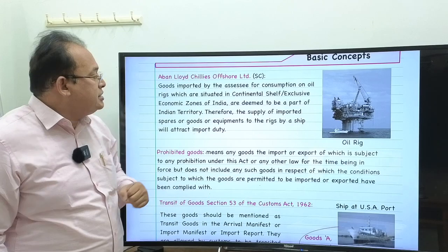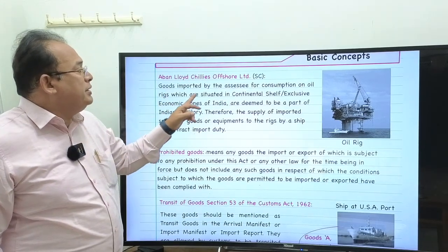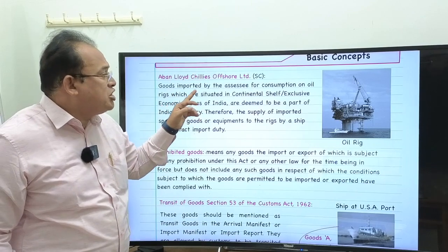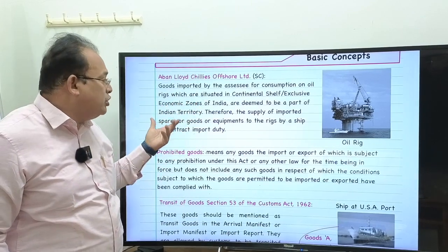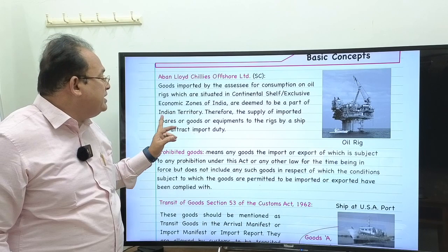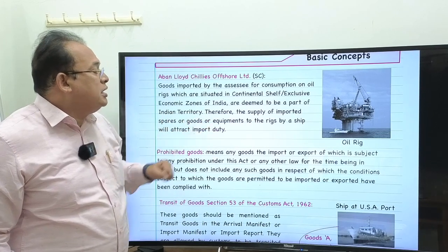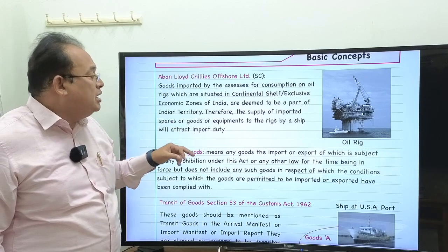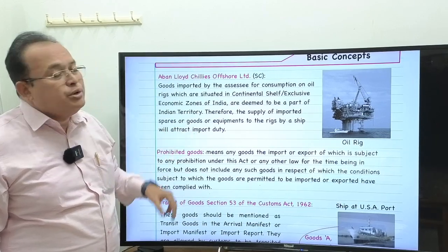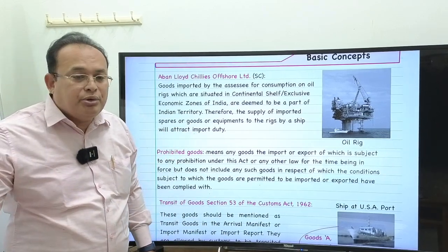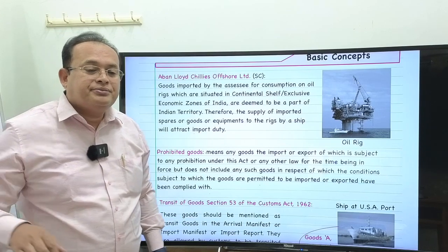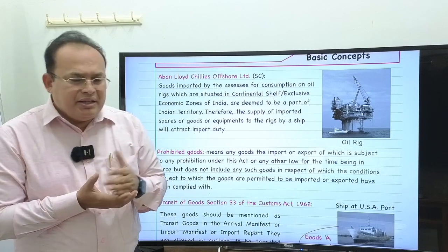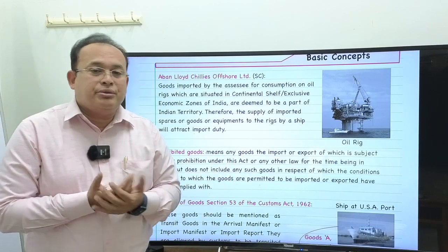In the given case, goods imported by the assessee for consumption on oil rigs situated in the continental shelf or exclusive economic zone are deemed to be part of Indian territory. Therefore, the supply of imported stores, goods or equipment to the rig by a ship will attract import duty. Gather clarity, my dear friends. We are referring to the intermediate portion only.